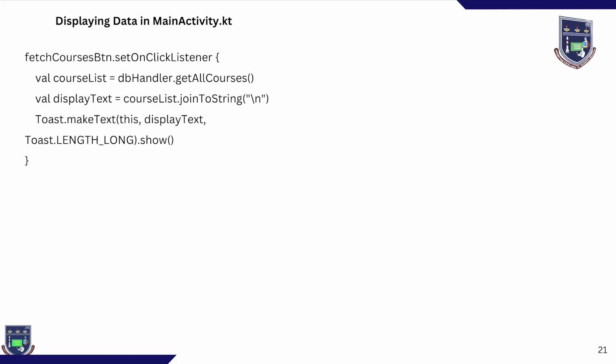Next we display the fetched data in our activity. Here is a simple example using a button click to show the courses in a toast. When the user clicks the fetch button, it will call the getAllCourses method. This will retrieve all the course records and display them using a toast message. You can also show this data in a RecyclerView for a more advanced user interface. Next we will run the application.